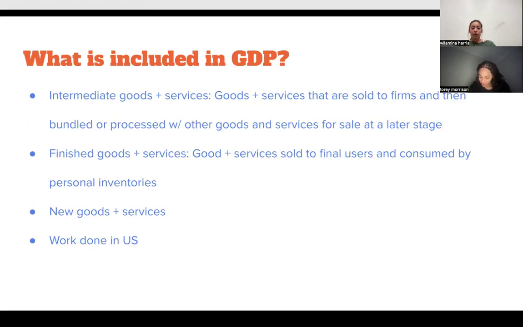Some other things included in GDP. Intermediate goods are goods and services that are sold to firms and bundled or processed with other goods and services for sale at a later date. Finished goods are goods and services sold to final users and consumers. An example would be if Whole Foods bought oranges, that would be an intermediate good because they're using those oranges to produce orange juice.